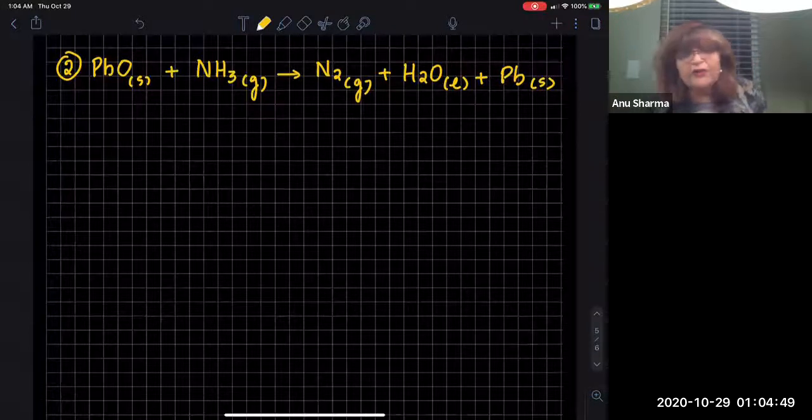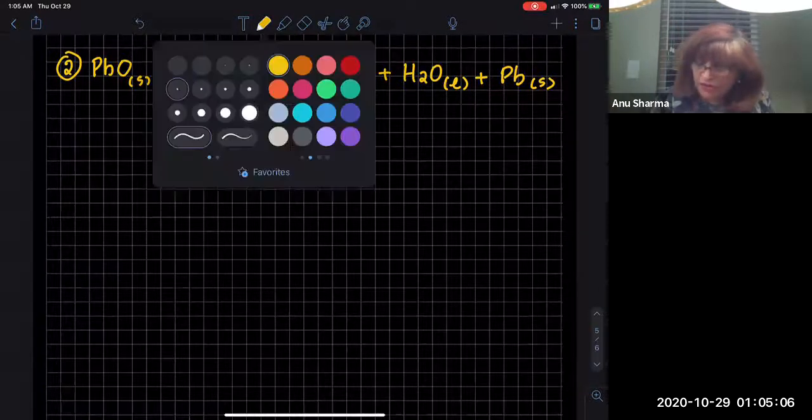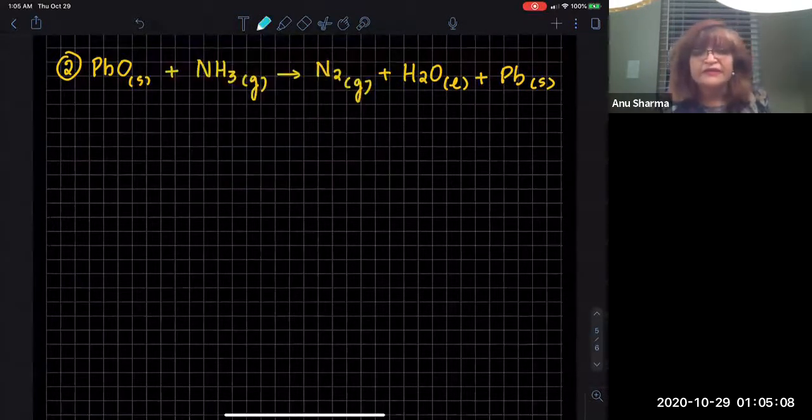Okay, so now let's look at this reaction where lead oxide is reacting with ammonia and it's giving nitrogen, water, and lead. And you've been asked to balance this oxidation reduction reaction. So what are the steps? The first step always is to identify the oxidation numbers of every single element that is in the species.